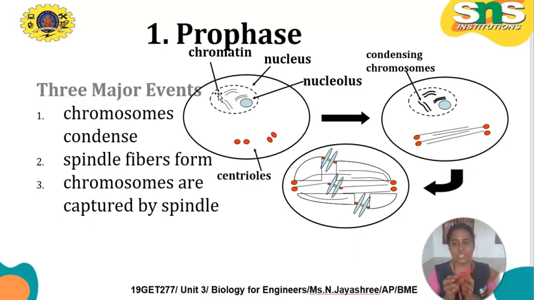And also the spindle fiber is formed in this stage, and the spindle fiber tends to align north and south pole along with the chromosomes. That is the formation in prophase. Chromosomes condense, spindle fibers form, and chromosomes are captured by the spindle.